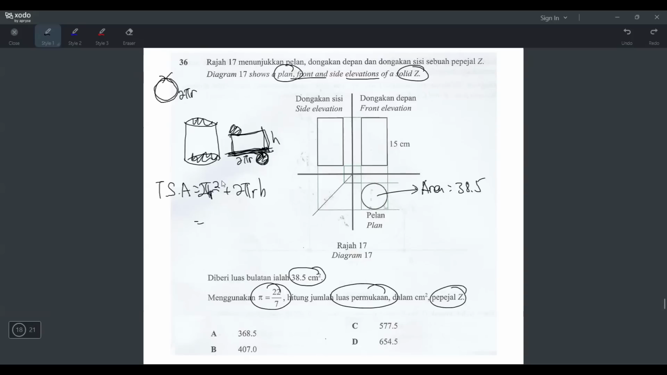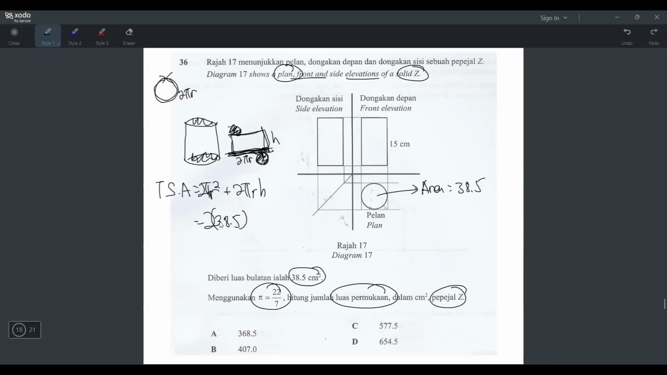But do you realize if you want to use this formula, you need to find your radius first. Why? Because, okay, you already know the area of the circle is 38.5. So confirm later the 38.5, you just times 2 lah. Because you already know one circle is 38.5.